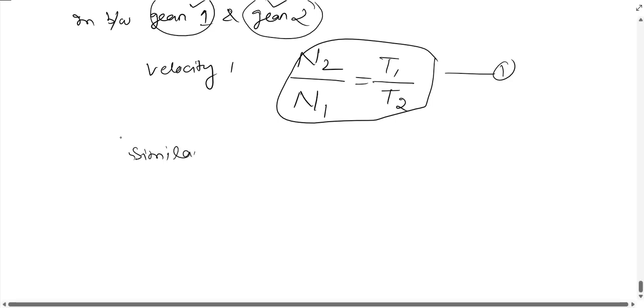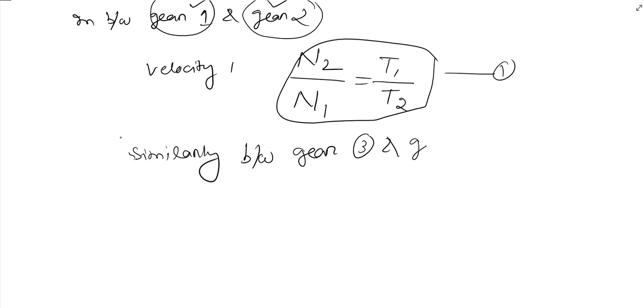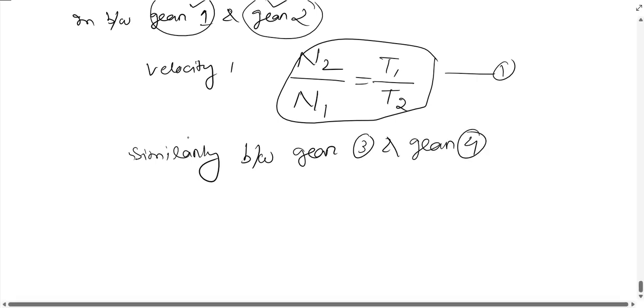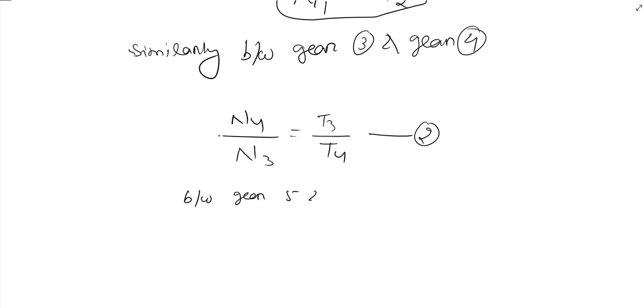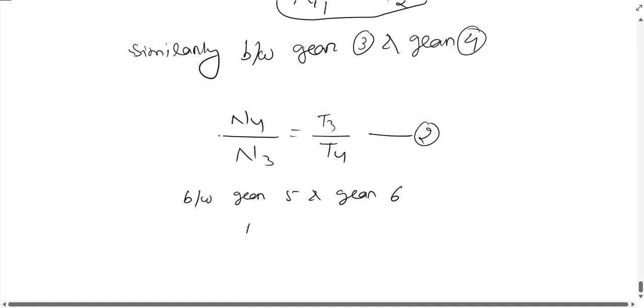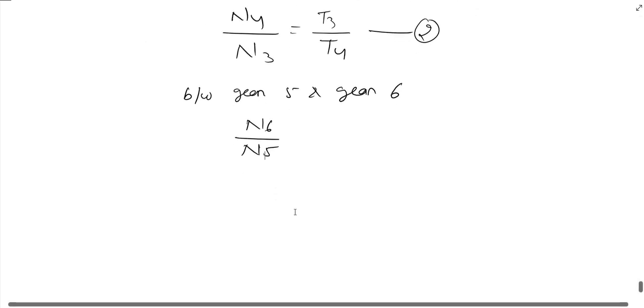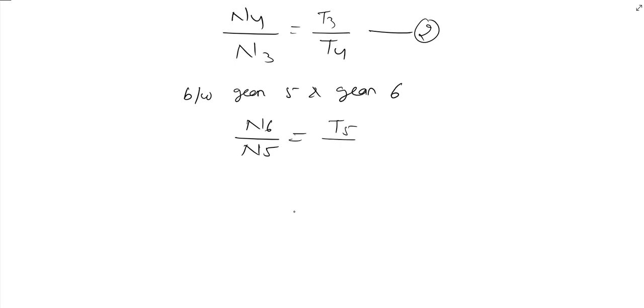Similarly, between gear 3 and gear 4, we will get N4 by N3 equal to T3 by T4. That is equation 2. And similarly, between gear 5 and gear 6, we will get N6 by N5 equal to T5 by T6. This is equation 3.